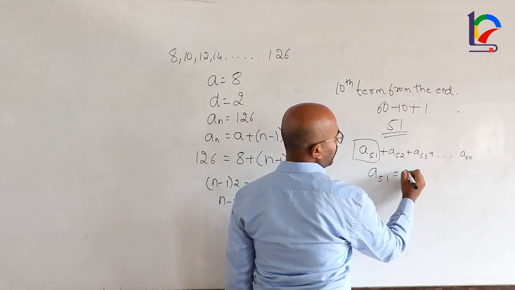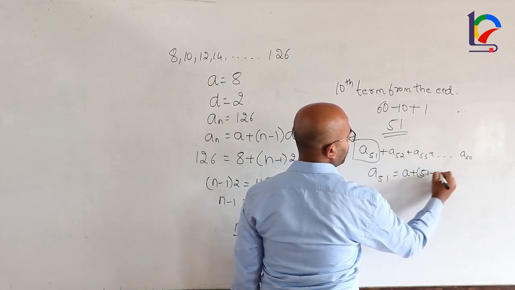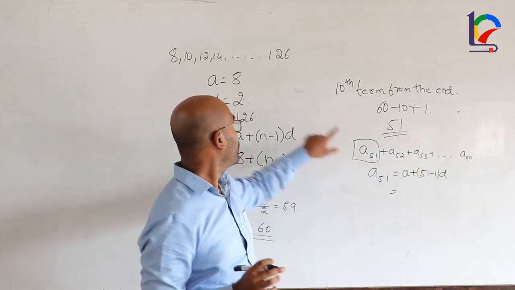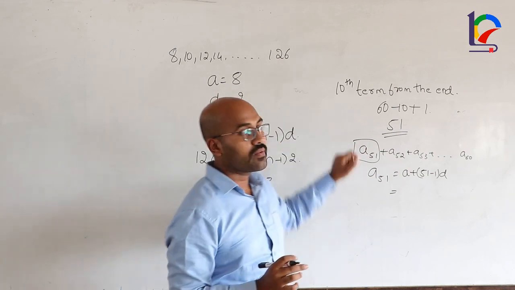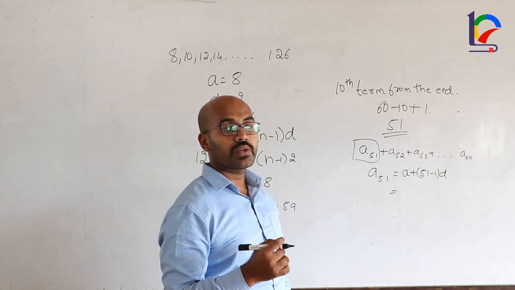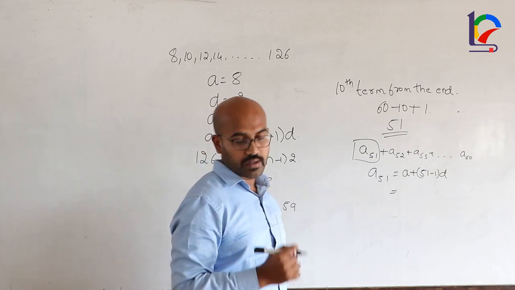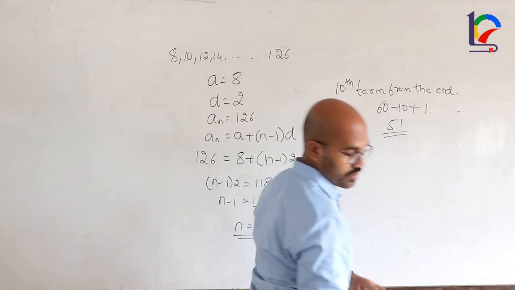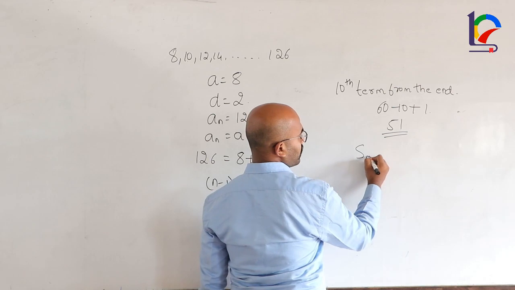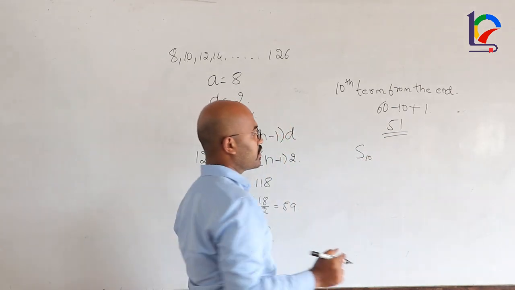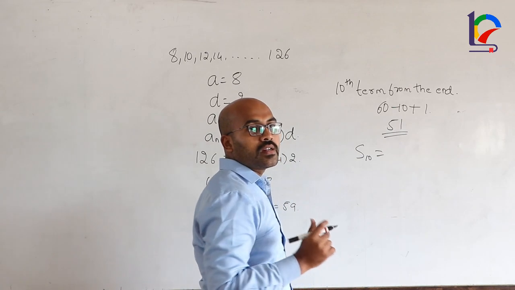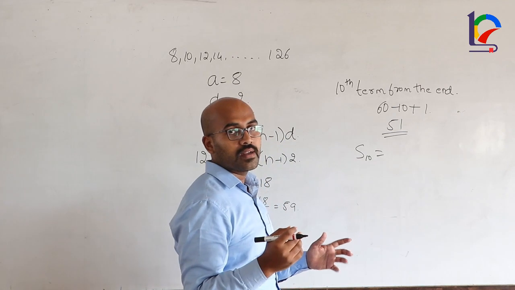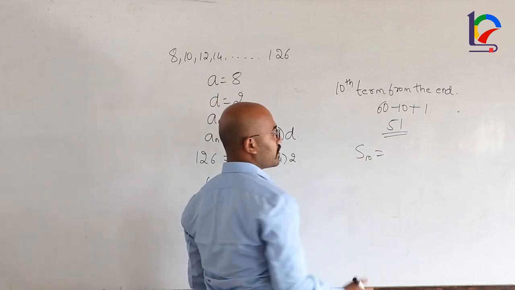A51 is equal to A plus 51 minus 1 into D. We know the value of A, and we know the value of D. So using that, is there any way to solve? Let's see. They have asked us to find the sum of 10 terms, the last 10 terms or whatever it may be. So there are 10 terms.